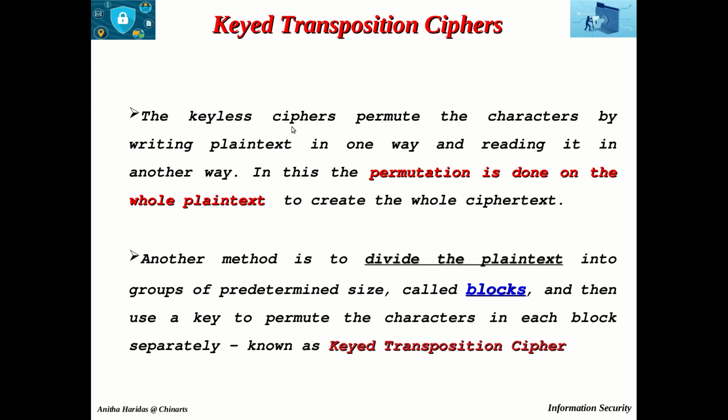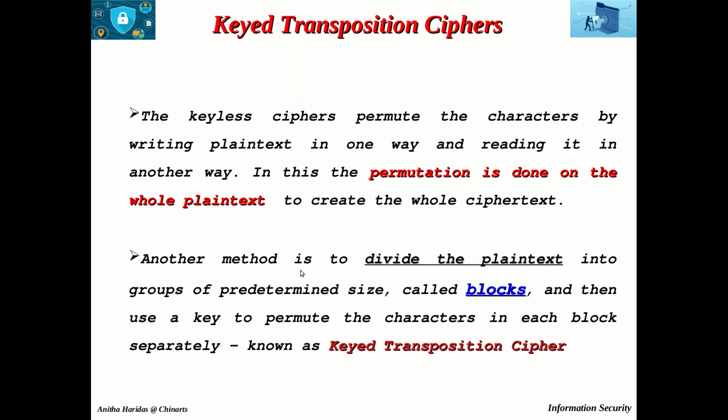Now if you take the keyless ciphers, they permute the characters by writing the plain text in one way and reading it in another way, which will create the ciphertext. So here the permutation is done on the whole plain text. All the characters of the plain text will be considered to create the ciphertext.